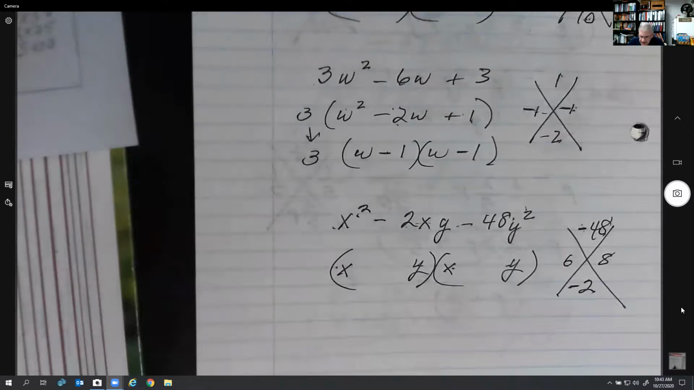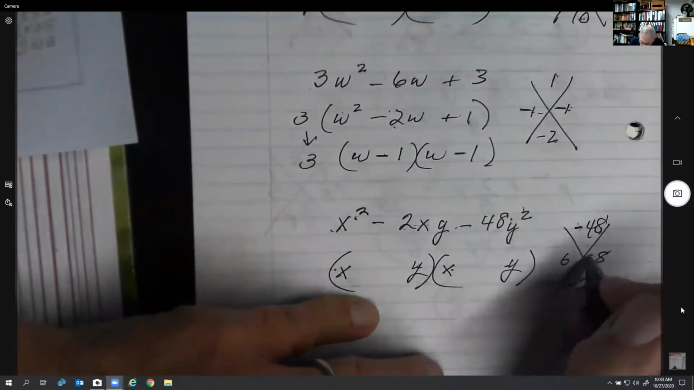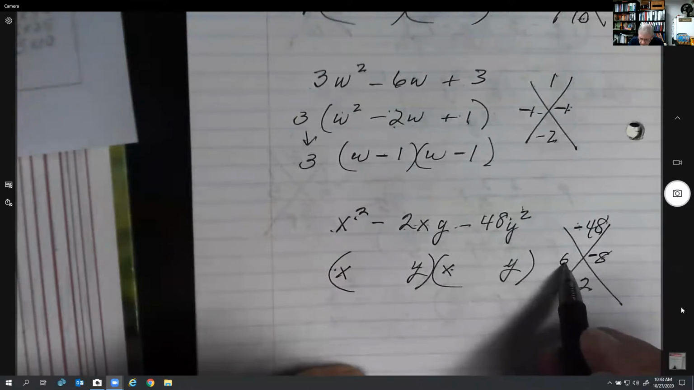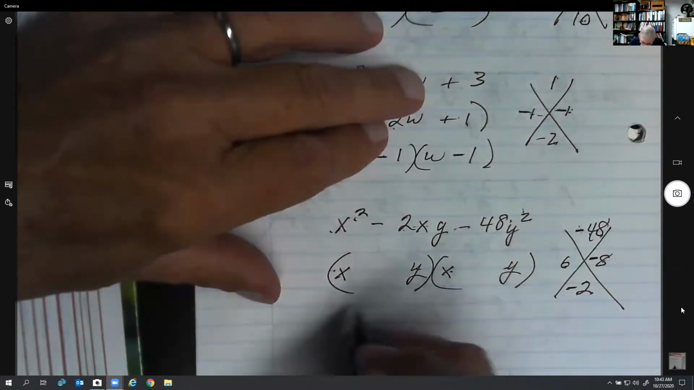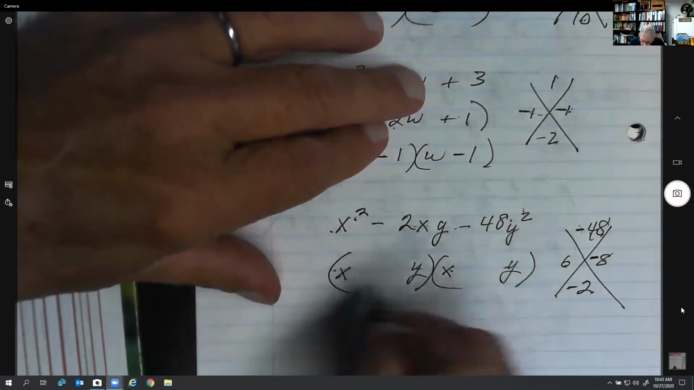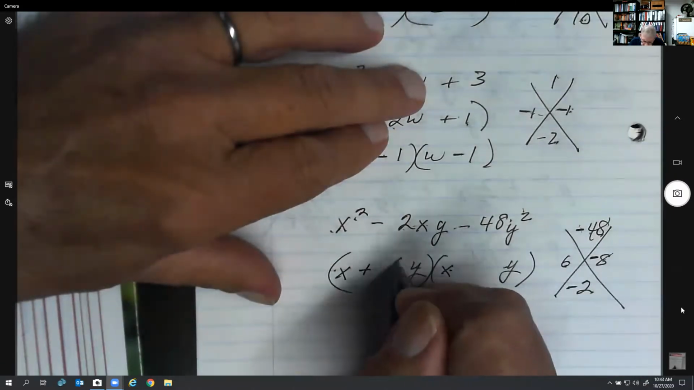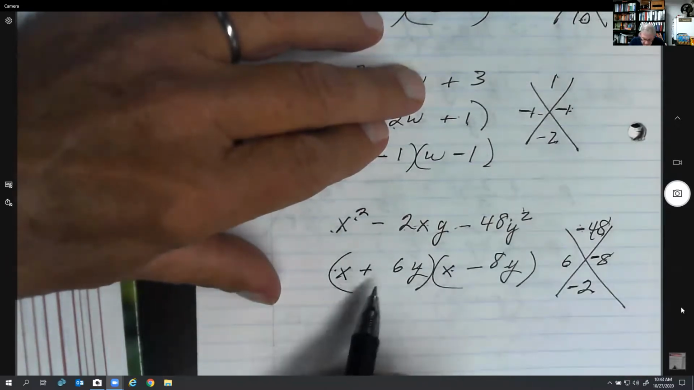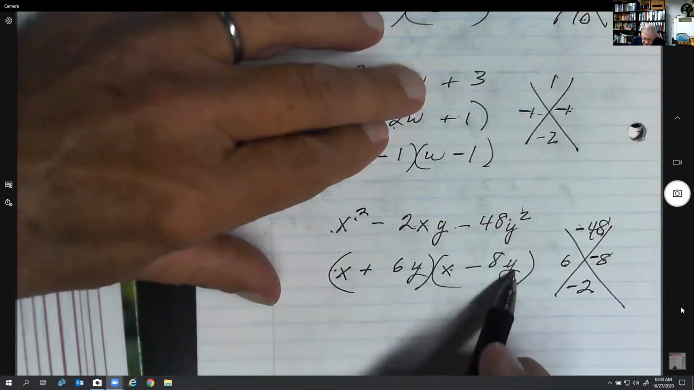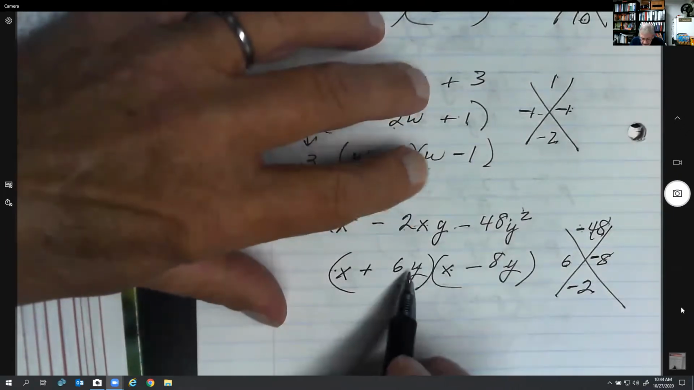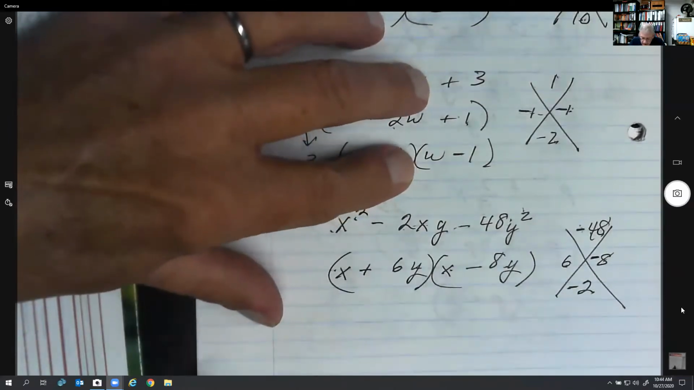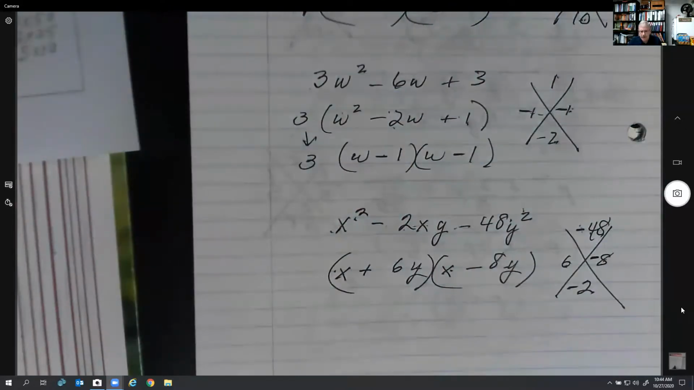Which one gets the negative sign? The bigger number is going to get the negative, right? Negative 8 plus 6 is negative 2, multiply, negative 48. Okay, so let's fill in the signs. Let's put those numbers in. Plus 6 in front of the y, minus 8 in front of the y. Let's see if that would work. If we did the outside, you get a negative 8xy. Inside, 6xy, negative 2xy. So this is the combination that's going to work.